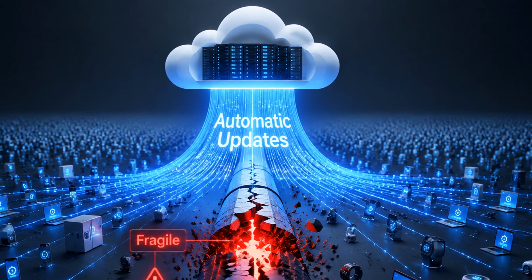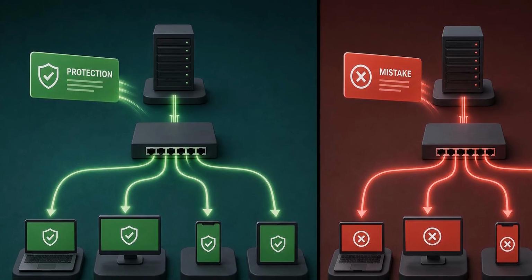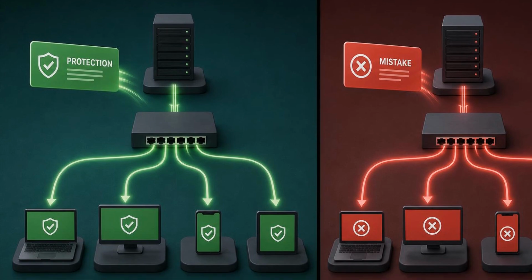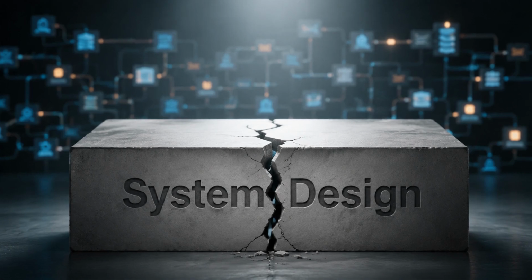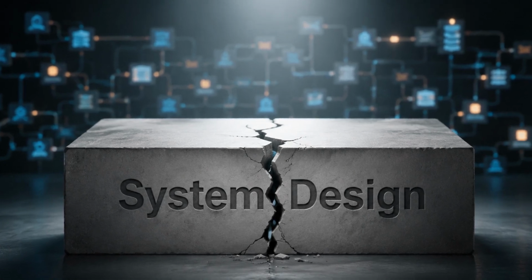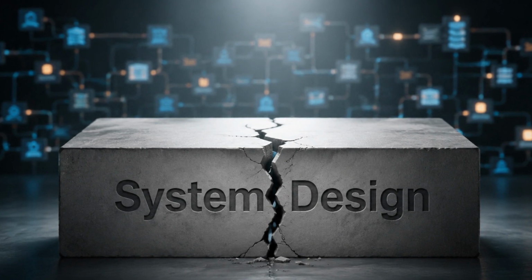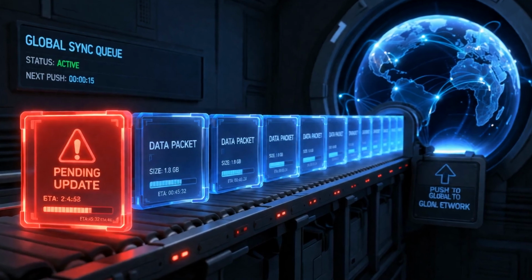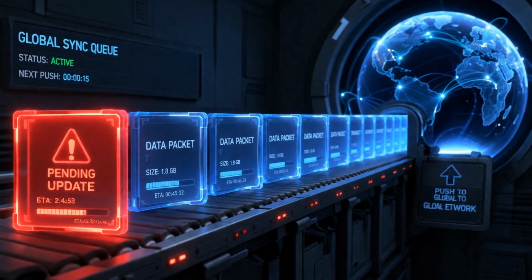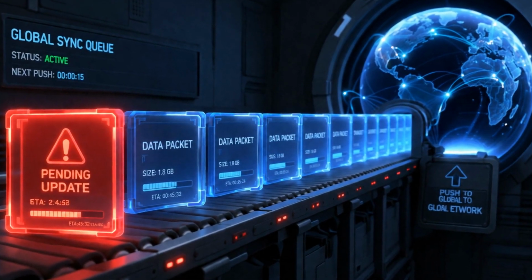but dangerously fragile. The same high-speed architecture that pushes vital protection to millions of machines in minutes also pushes mistakes to all of them. Because this fundamental design has not changed, the risk of a similar catastrophic failure remains baked into our digital foundation. It means that somewhere right now, another routine update is waiting in a queue, potentially ready to stop the world again.